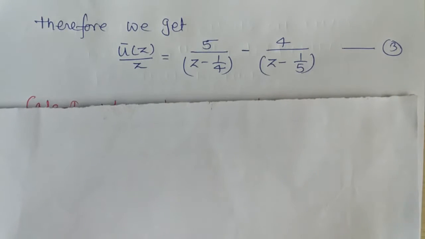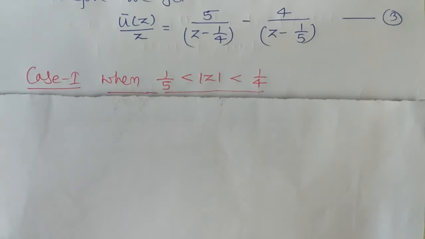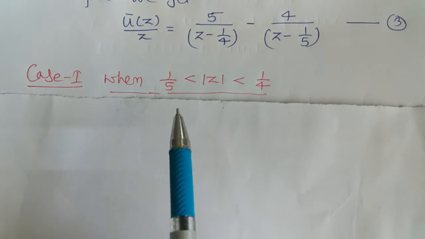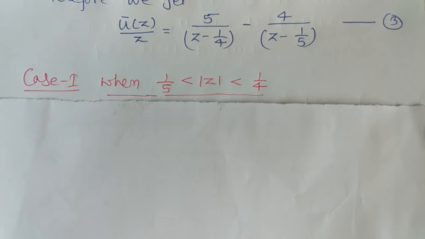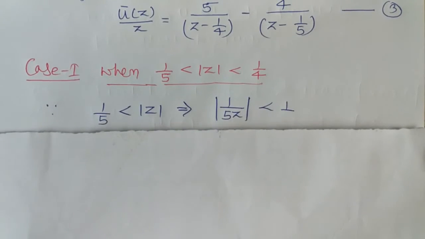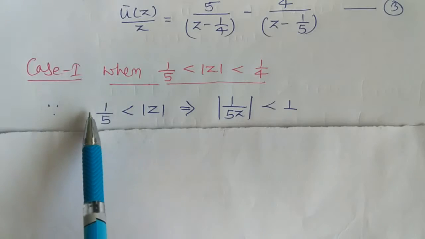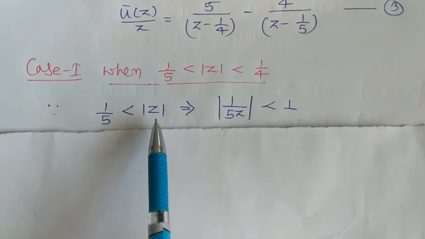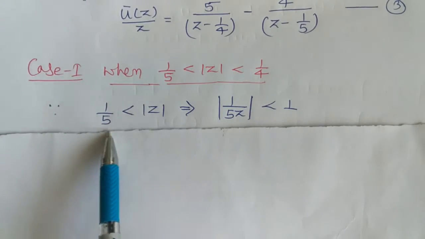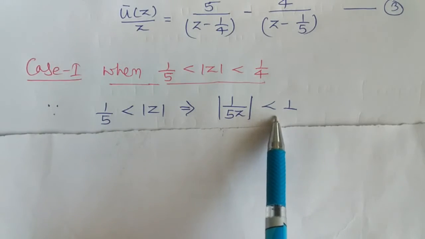Now case first, when 1 by 5 is less than mod z, and which is less than 1 by 4, then we are going to find the inverse z transform of u bar z for this region of convergence. So 1 by 5 is less than mod z.